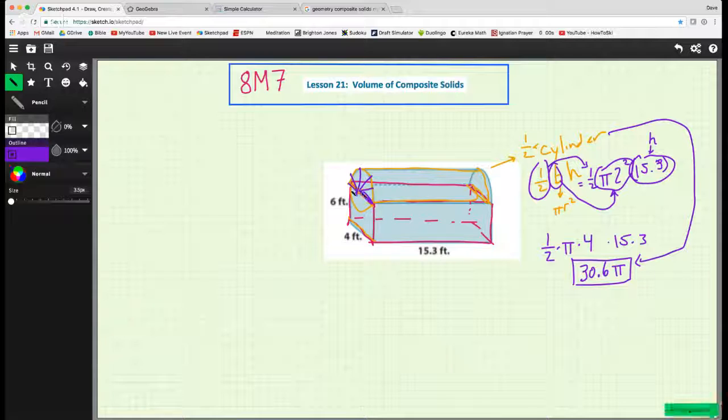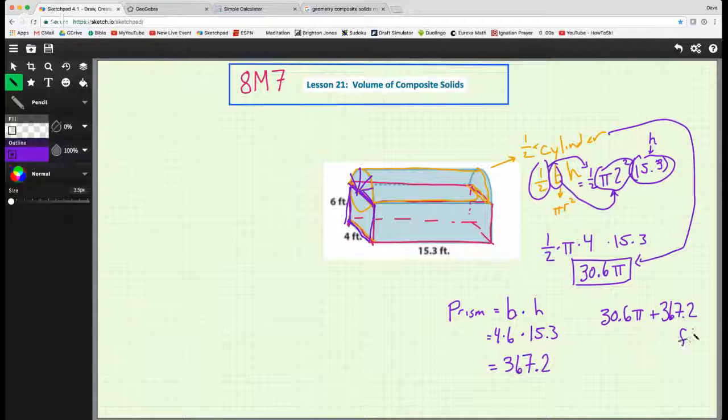Now let's just do our box, our prism. And the prism is, again, base times height. And our base is a rectangle. So 4 times 6. That's our base. And our height is 15.3. So that's the volume of our prism. So that's 24 times 15.3. I'm pulling out my calculator, multiplying that out, and I get 367.2.